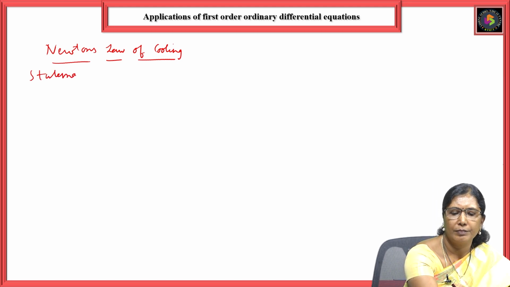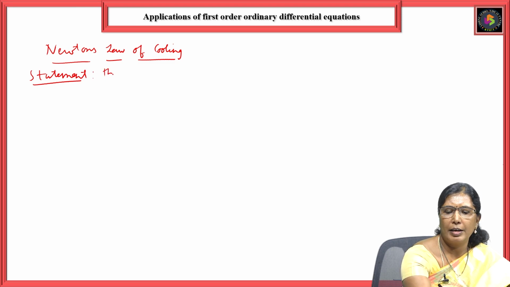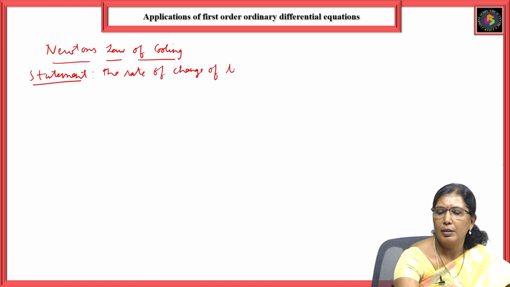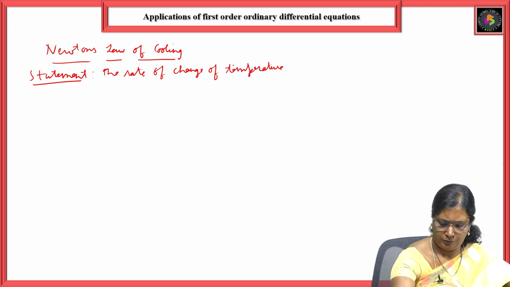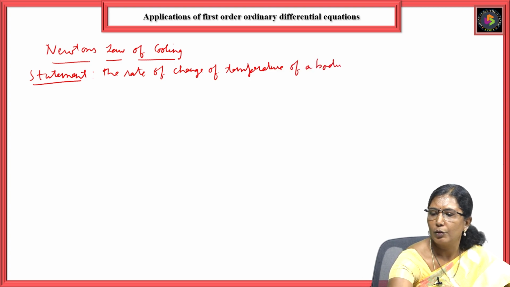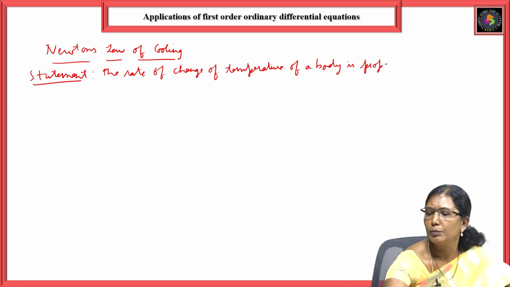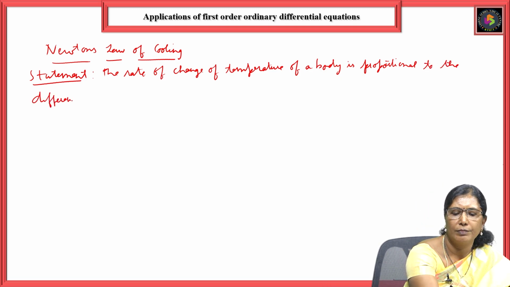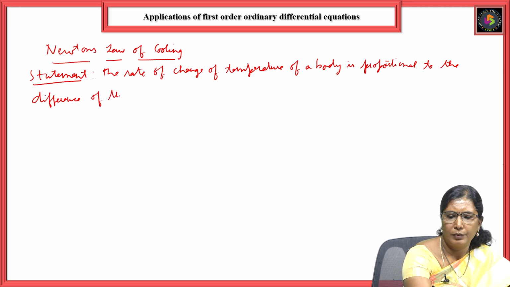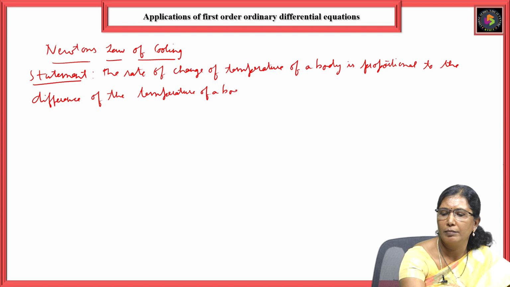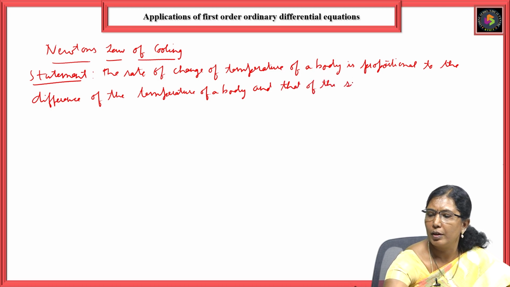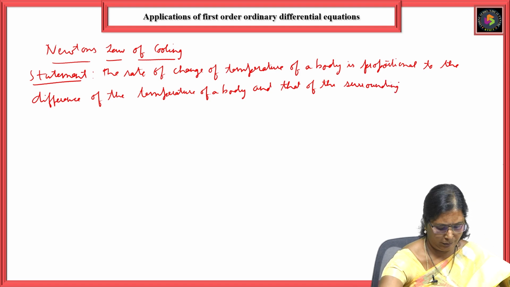Statement. The rate of change of temperature of a body is proportional to the difference of the temperature of a body and that of the surrounding medium.